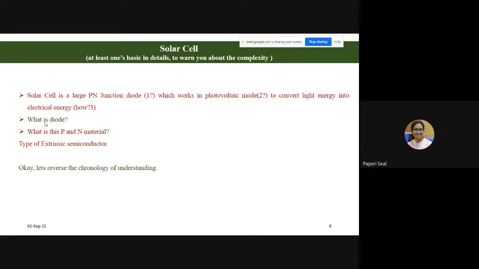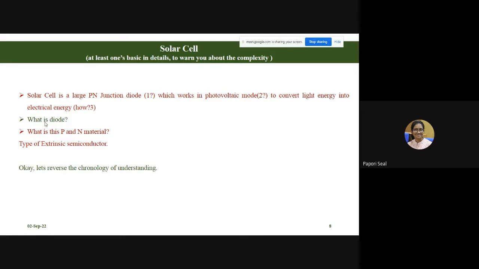I mentioned in the first slide that there will be no complexity because we just had lunch. But at least once I should present the basics in detail, because I should warn you about the complexity. It's not like a solar cell will be given to your hand and you will just use it. Since you're a student of science, if you aspire to become a scientist, you should learn to love the basics and also the tough part of science, not only the popular part.